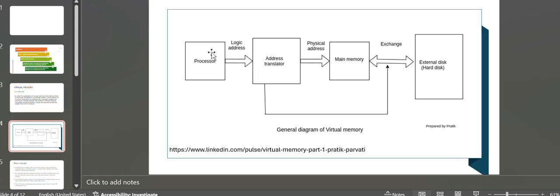Here you can see the diagram: processor, address translator, main memory, and extended disk, the hard disk. Here you can see the exchange between the main memory and external disk hardware. It is the general diagram of virtual memory. You can see the physical address and logical address.